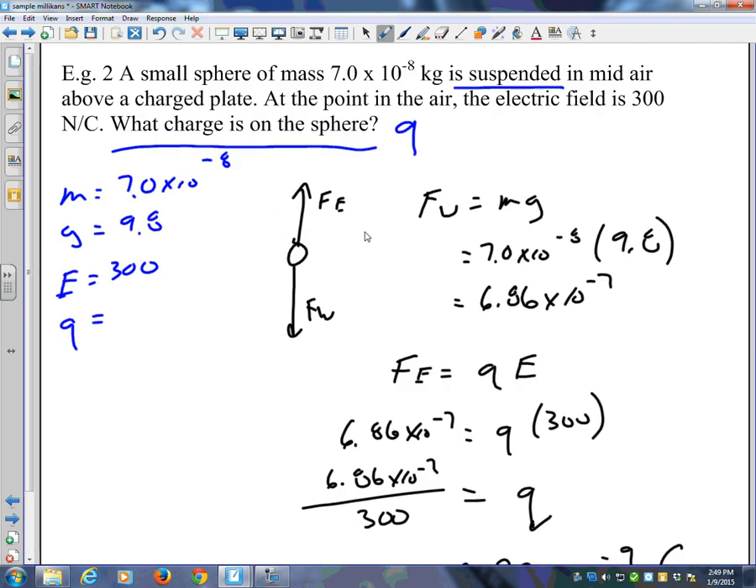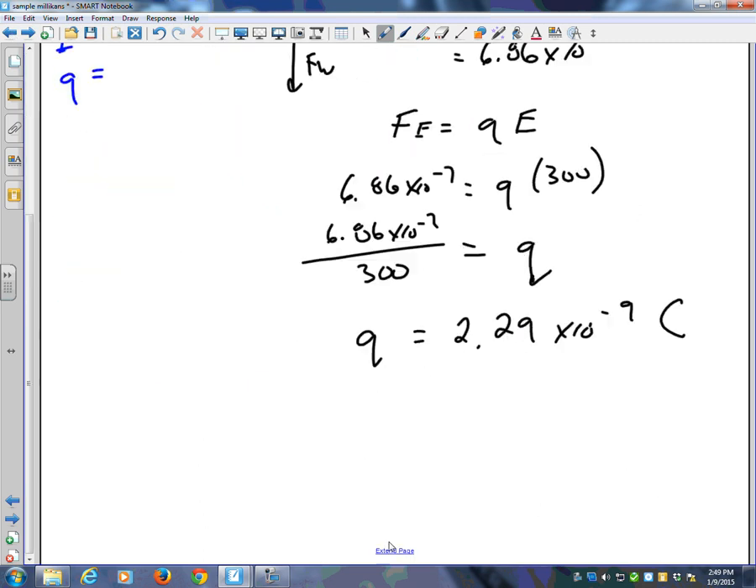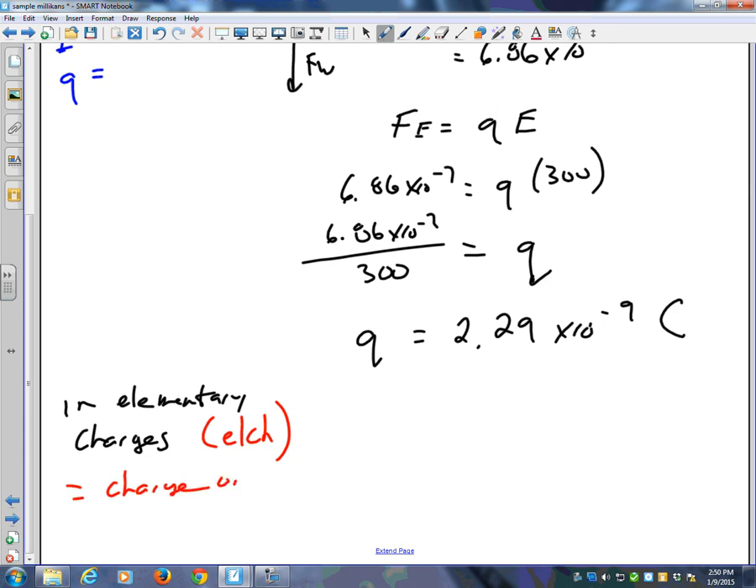So back to our question here. I want to know what charge this is in elementary charges. Now, the abbreviation for elementary charges is ELCH, E-L-C-H. An elementary charge is really equal to the charge on a single electron.